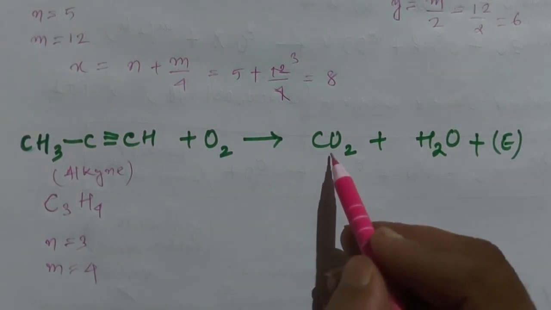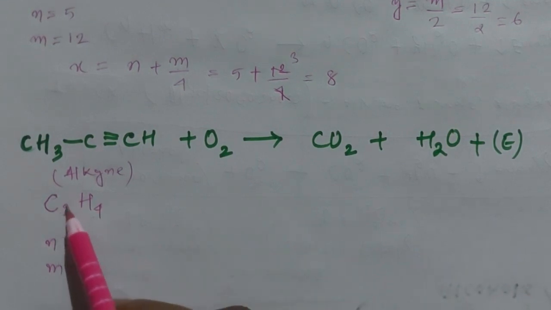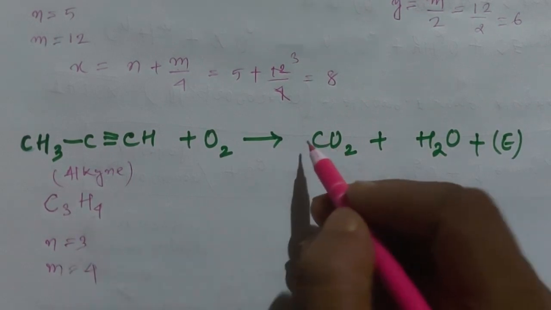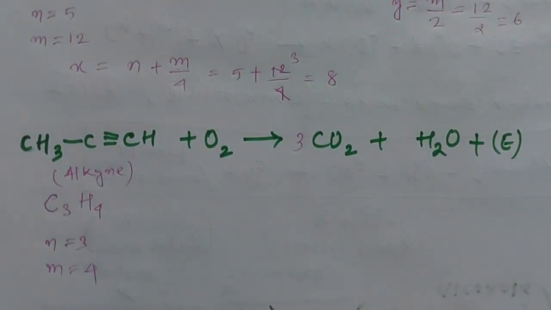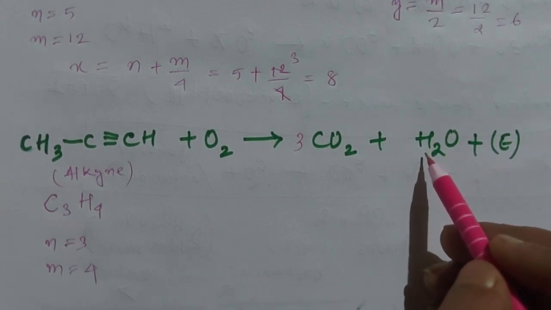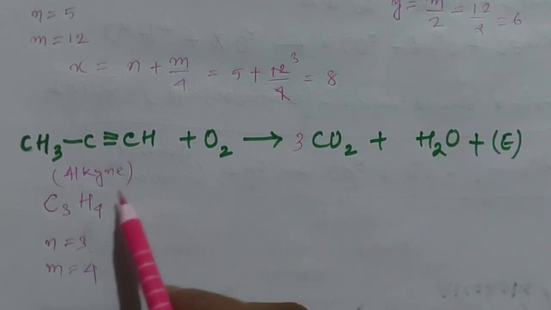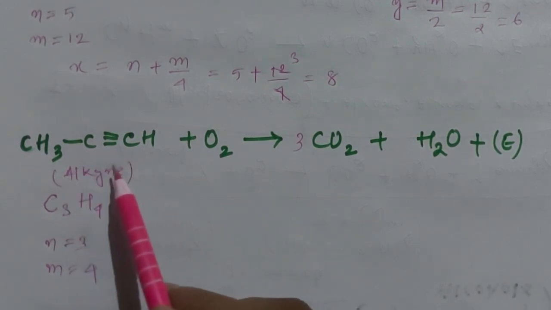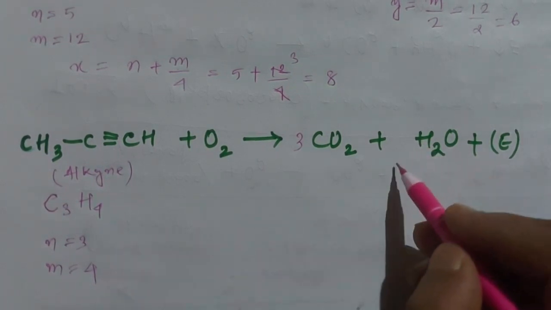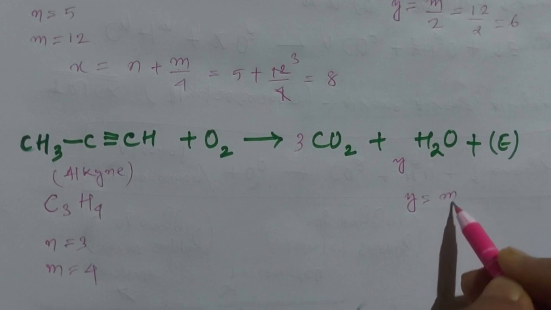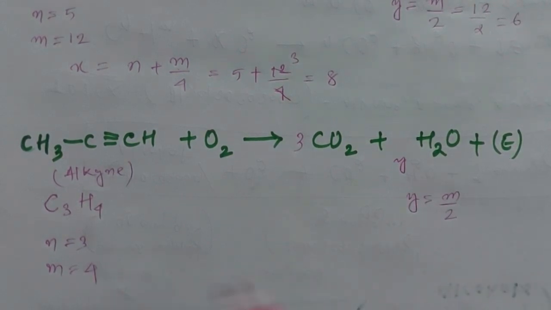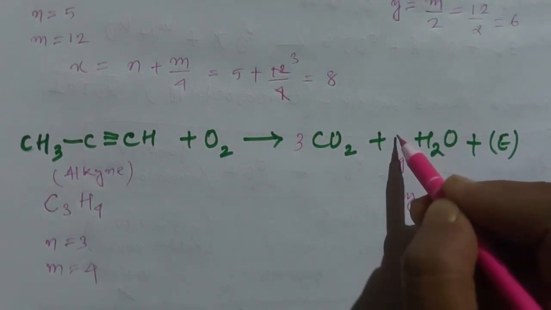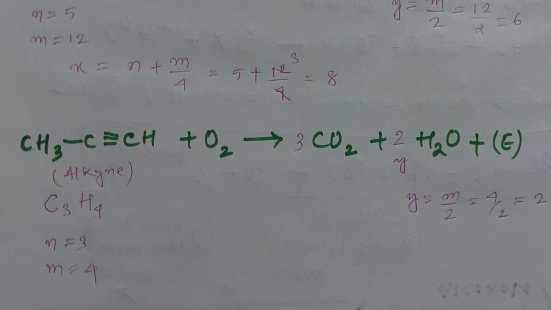Okay, first we will balance the CO2, that is number of carbon over here is equal to the number of CO2 molecules it will release. So here n is equal to 3 means it will release 3 CO2 molecules. Now for water molecule, here 2 hydrogen is there. So whatever the hydrogen in the reactant side, we will divide it by 2. So here this is y, so y is equal to m by 2. So m is equal to 4, so we will divide 4 by 2, that is equal to 2. So y is equal to 2, we will multiply 2 here.